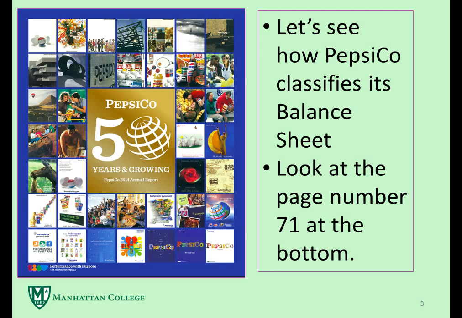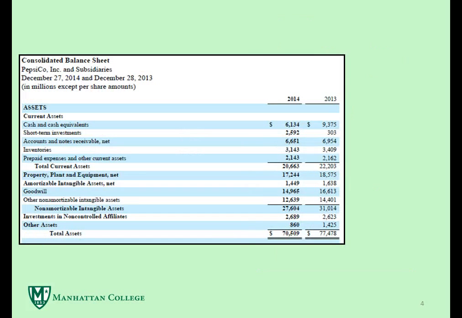For PepsiCo's balance sheet, look at page number 71. The page number is at the bottom of the page, not the PDF page number. So, let's look at the consolidated balance sheet, starting with the asset side.